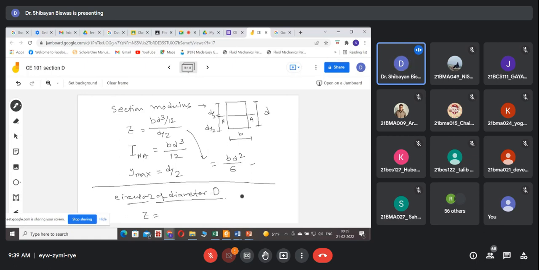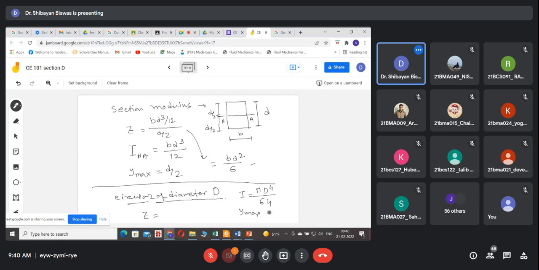First, what we have to do: we know for this case the centroidal axis is at the center, which is passing through the center. So what will be the I value? Pi d raised to the power 4 by 64. Very good. Pi d to the power 4 by 64.